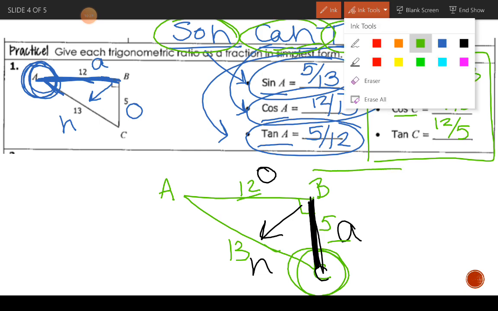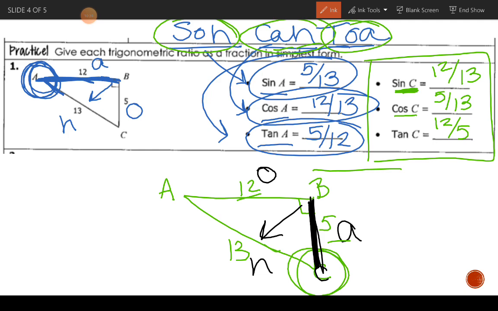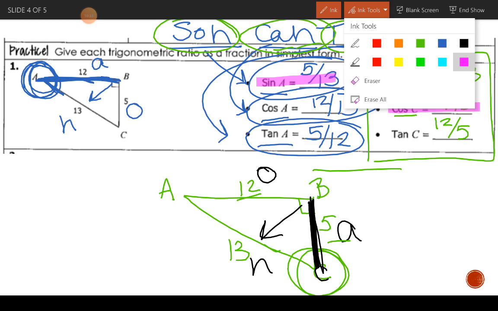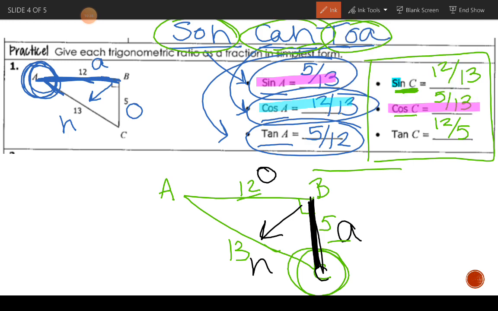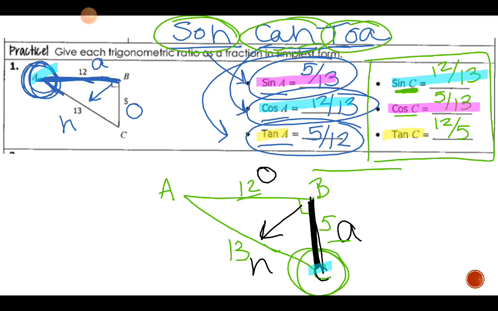Okay? So what you might notice is that the sine of A is the same as the cosine of C. The cosine of A is the sine of C. They're opposites. Again, it's because you're going from the opposite angles. And then the tangent of A and the tangent of C, those are opposite. 5 over 12 and 12 over 5, those are opposite fractions. They're called reciprocals. Okay? So that right there tells you need to be super careful about how you label your triangles.